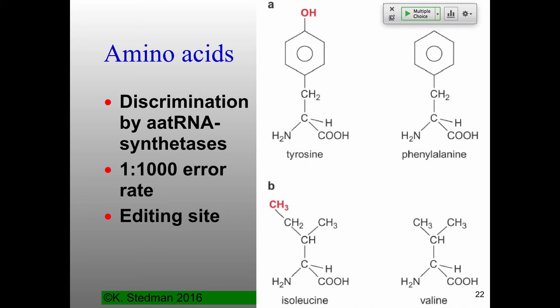Okay, so basically, restating things, in most cases you're going to have 20 aminoacyl tRNA synthetases, and they're different, so each of those is going to put on one different amino acid. And those that could be putting on very similar amino acids, like here, isoleucine, valine, phenylalanine, and tyrosine, these are ones that have editing sites that will take out the incorrect one.